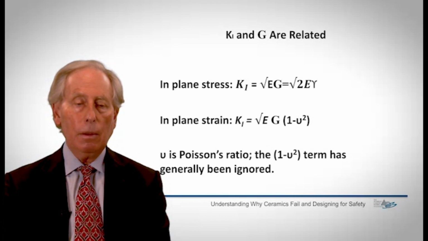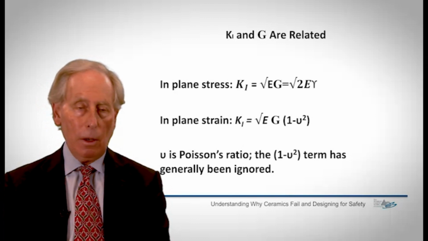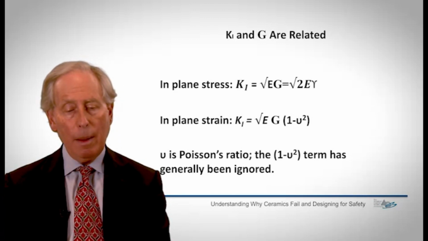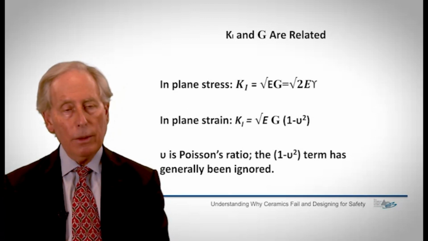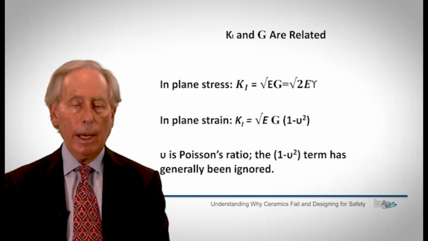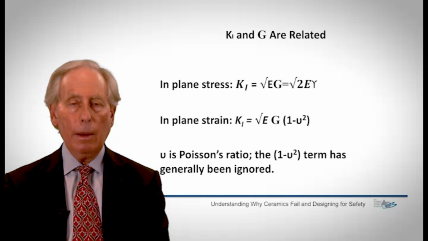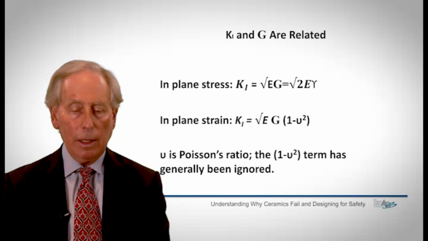Typically in the literature, we've ignored that Poisson's ratio term. For better or worse, Poisson's ratio in ceramics ranges from about 0.2 to 0.3, something of this sort. But we simply have not taken that into account in most of our analyses of fracture. It's my opinion that probably has not made a great deal of difference in what we have learned or in our prediction of failure, but just so you know, there is this factor that needs to be taken into account in many cases.